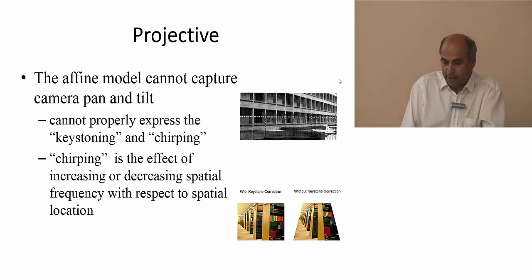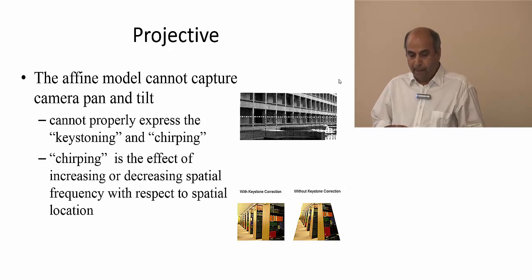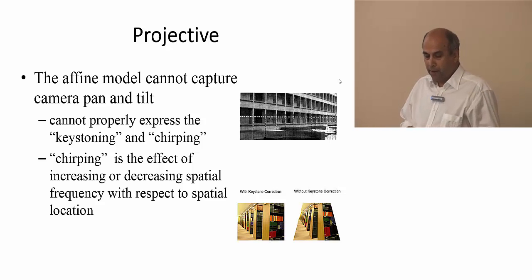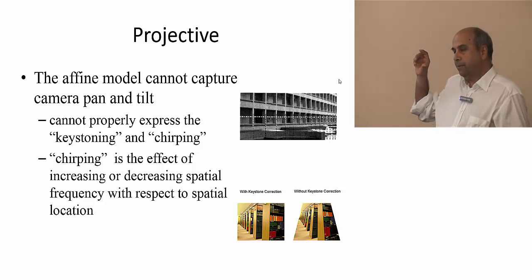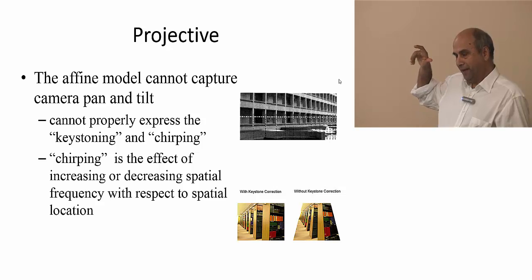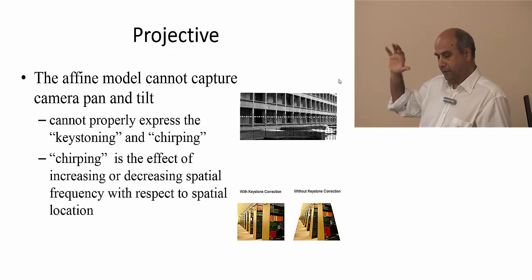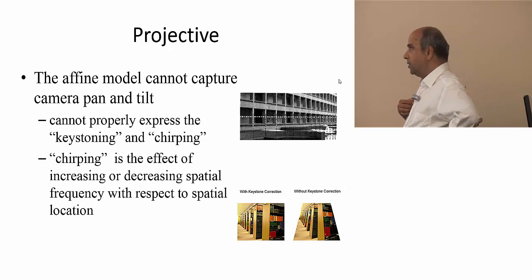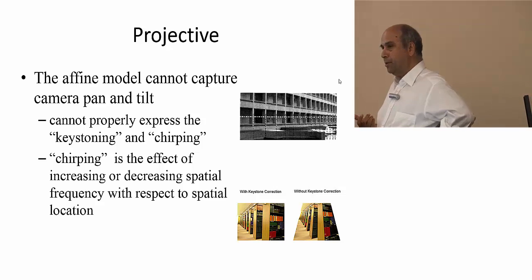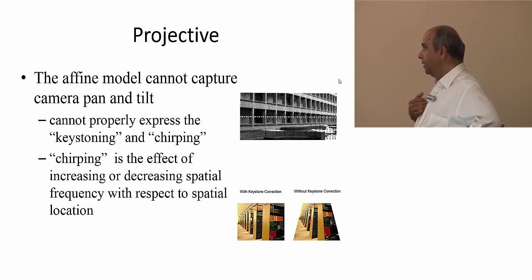So the idea is that the affine model will not capture the pan and tilt. As we have been talking about, the rotation matrix, the 2x2 matrix, is only rotation on the z-axis. It does not have rotation on the x and y axes. That's called pan and tilt. And it also will not capture what is called keystoning, the perspective effect.